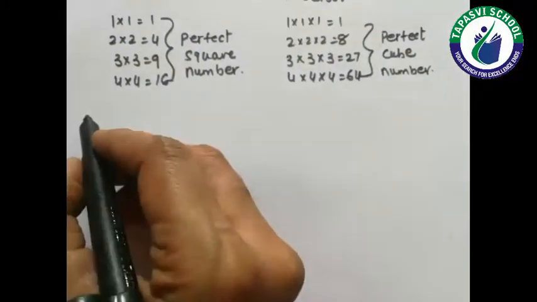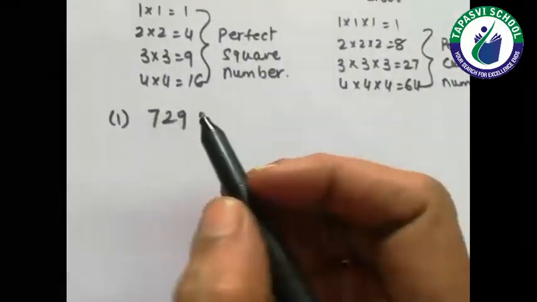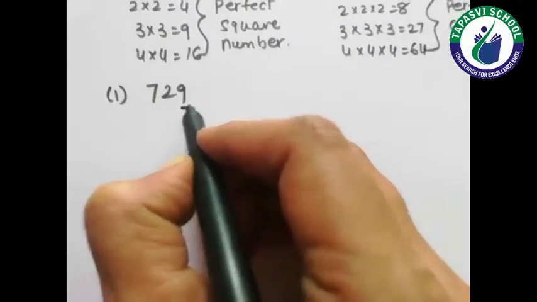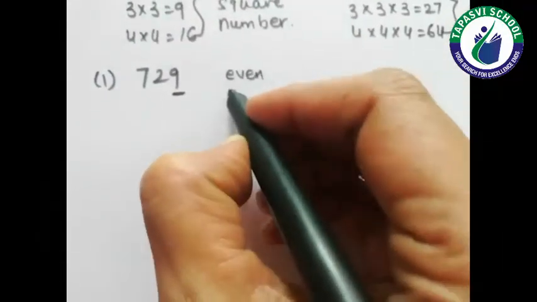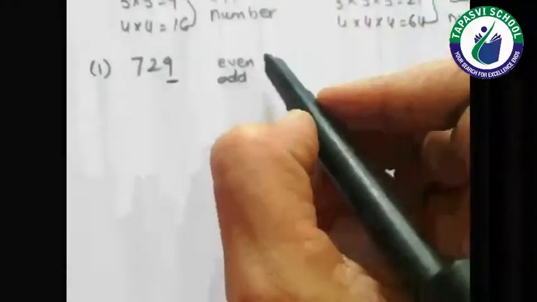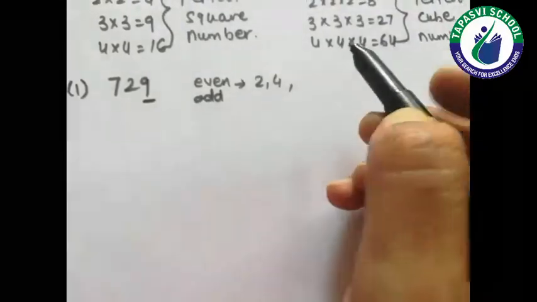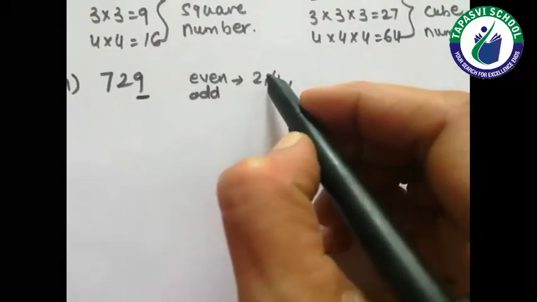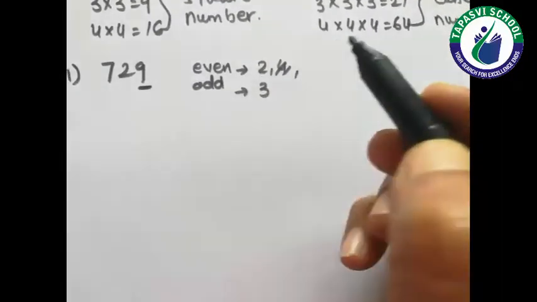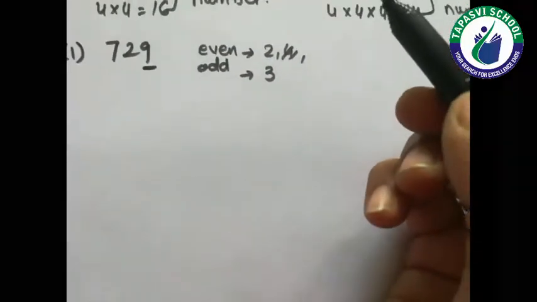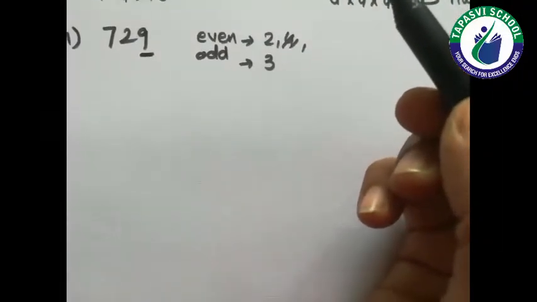For example, one number is given and I want to find its square root. So what you are supposed to keep in your mind is to take the last digit into consideration, whether this number is even or odd. If the last digit is even, then you have to divide this number by 2, and if the last digit is odd, then you have to divide that number by 3, till you get the prime factorization of that number.